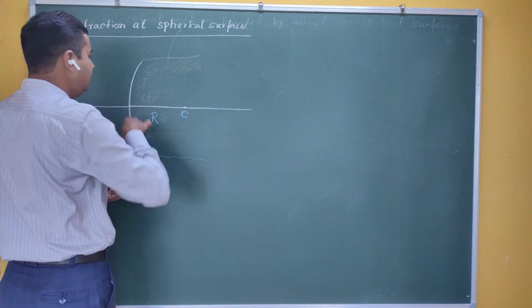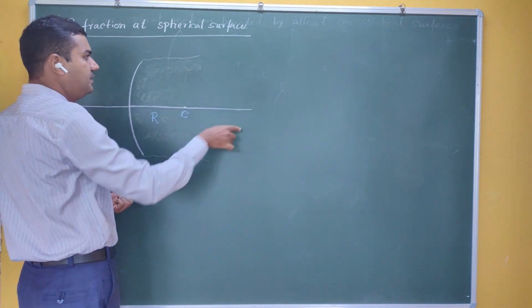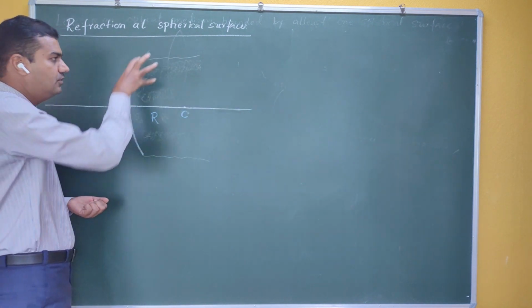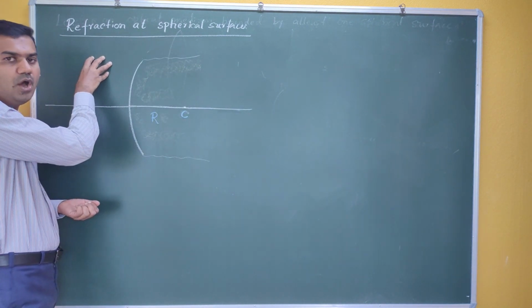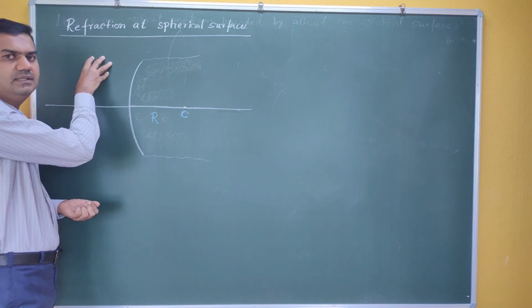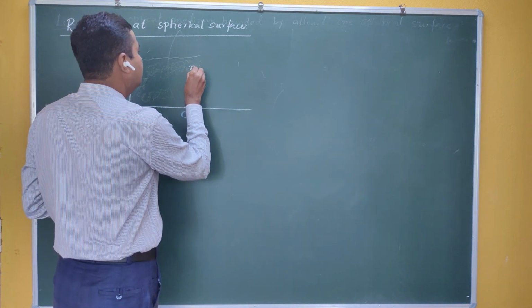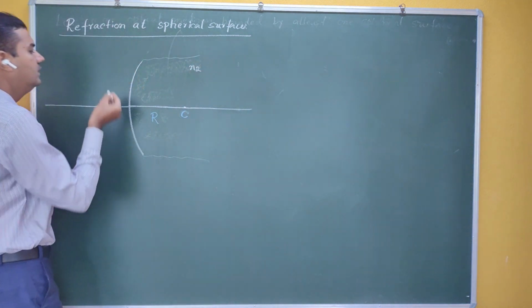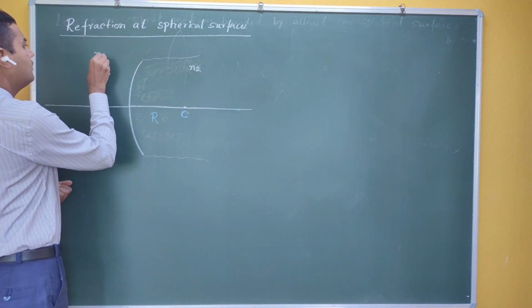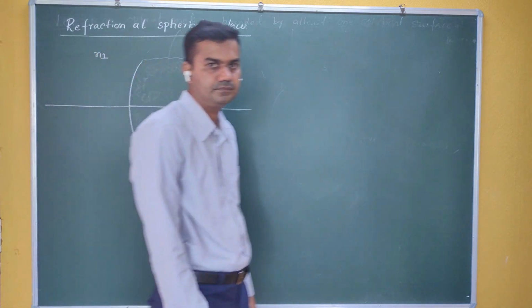Okay, you know that on the other side, this is a part of the sphere, so it is made up of some glass like this. So this is a denser medium, and this one is the outside one. It may be air medium, or a less dense medium. So if I take the refractive index of this medium as N2, and let me take the refractive index of the outside medium as N1.